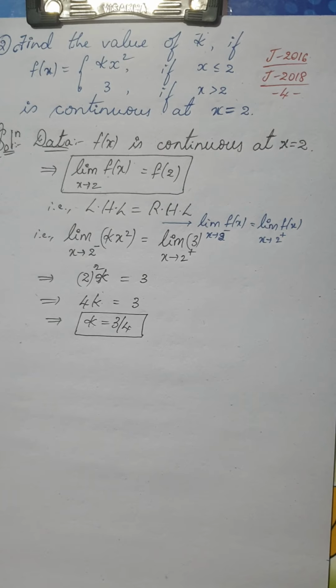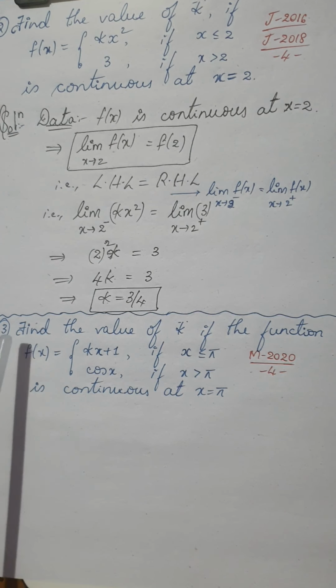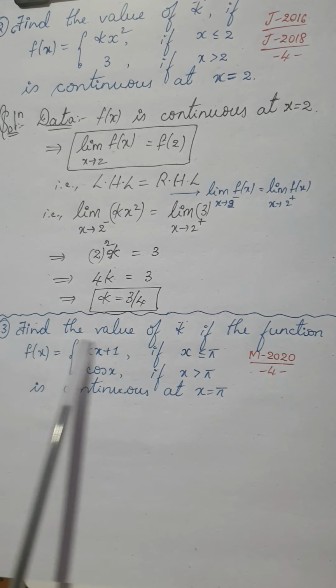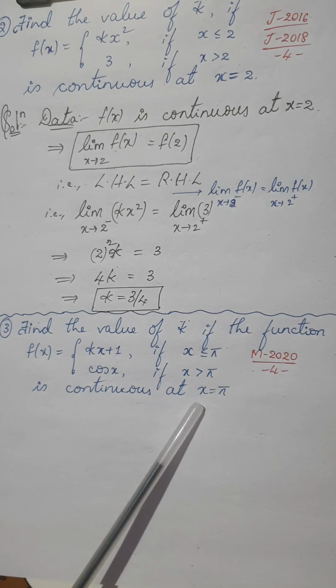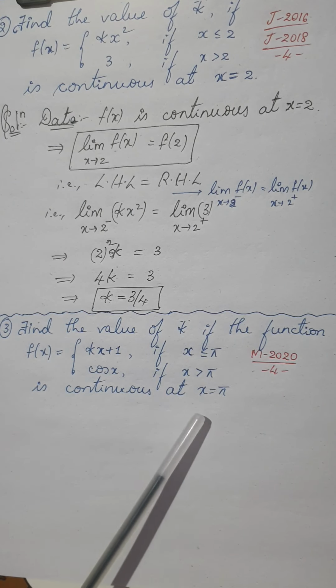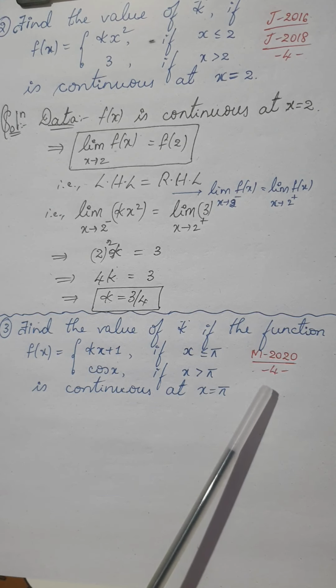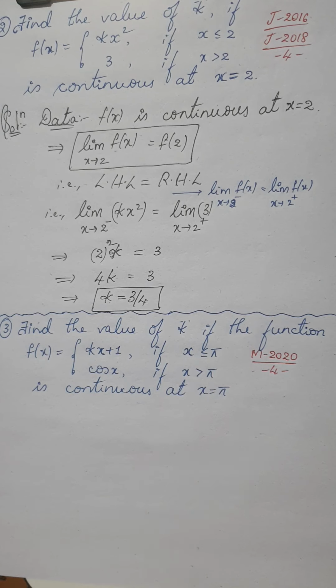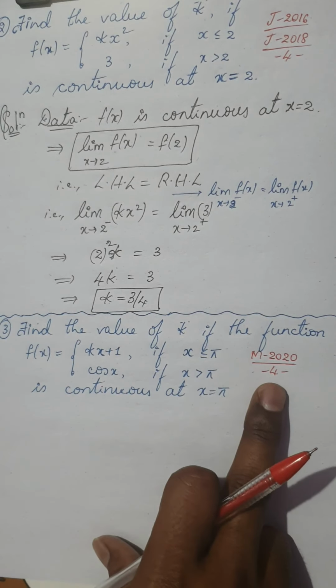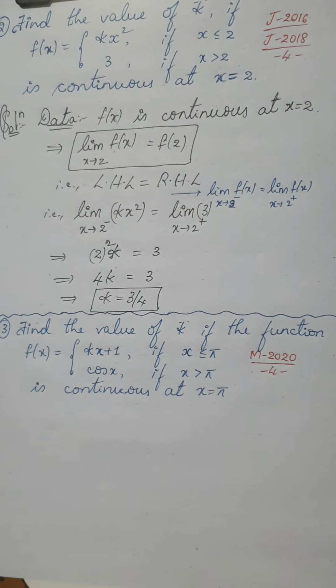Okay then. So the third question is again a similar question. Find the value of k if the given function is continuous at x equal to pi. This was the question which has been asked recently, in the March 2020 examination for 4 marks. Shall we find the solution?